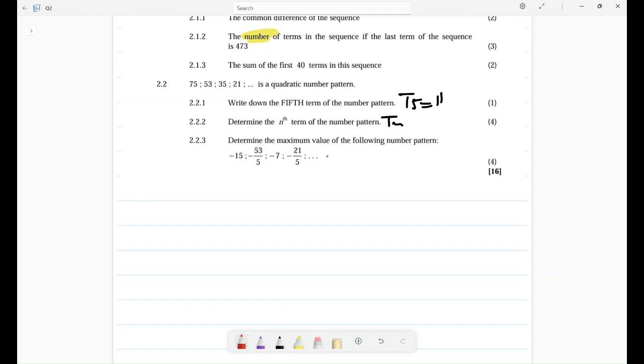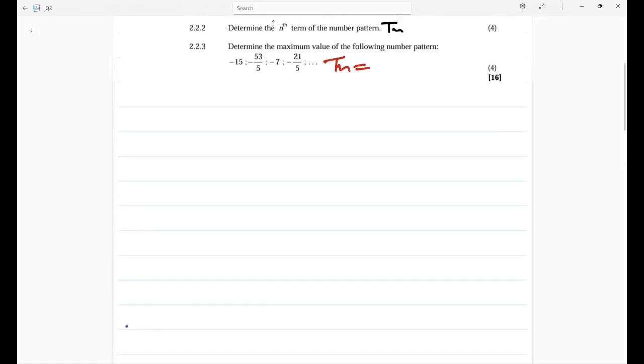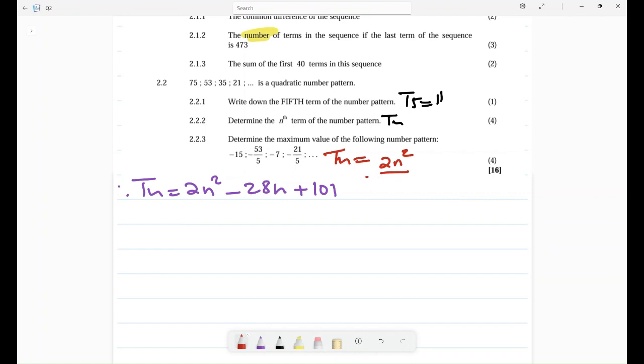that Tn will be, let's put it here. You'll realize that your Tn here is going to be 2n squared divided by 5, actually like this, minus, actually plus 28n divided by 5 minus 101 divided by 5. If you were that particular person who calculated Tn for this number pattern, this is what you found.